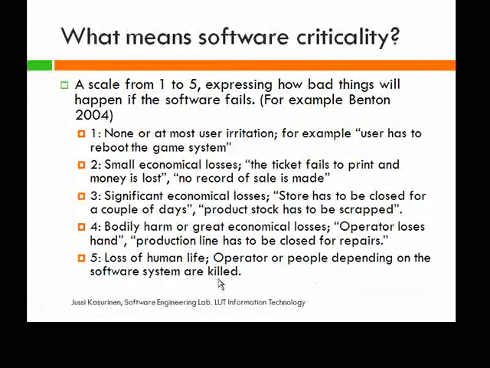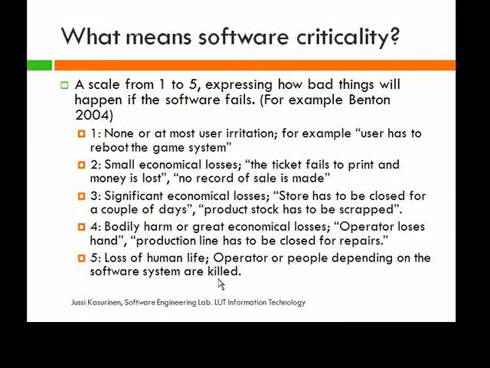And well, in this work there's also one term which has to be explained. It's software criticality. It's not a very well understood term, but basically it's a scale from 1 to 5, and it expresses how badly things go wrong if the software fails. Level 1 is no harm, or user irritation. The user has to reboot the game system. The user has to reboot the phone, for example.